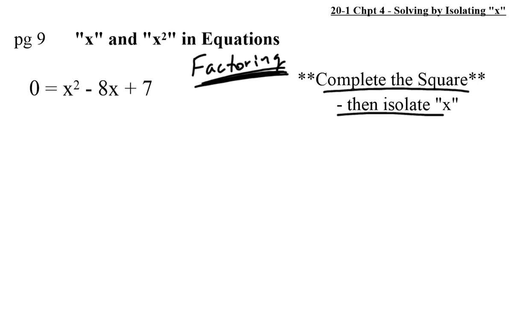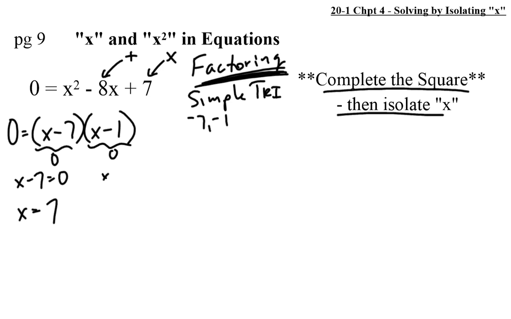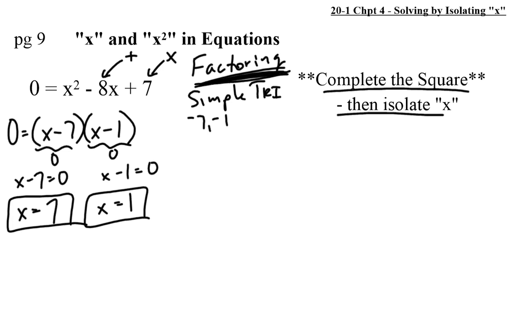Well, here's a simple trinomial, a nice simple trinomial. Are there things that we can multiply to get to 7, but add to get to negative 8? Well, what about negative 7, negative 1? We could have simply just done the factoring, and if this equaled 0, x would equal 7. If this equaled 0, x would equal 1. The exact same two solutions, but holy cow, is this factoring process ever quicker and easier.